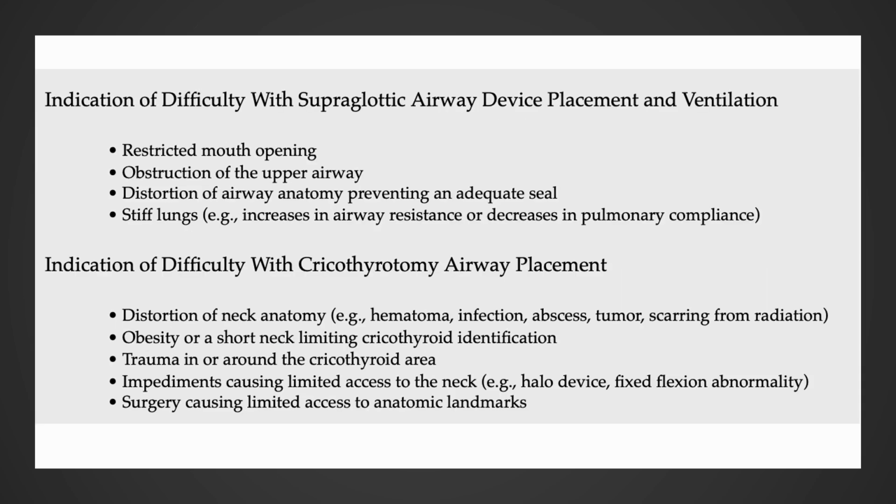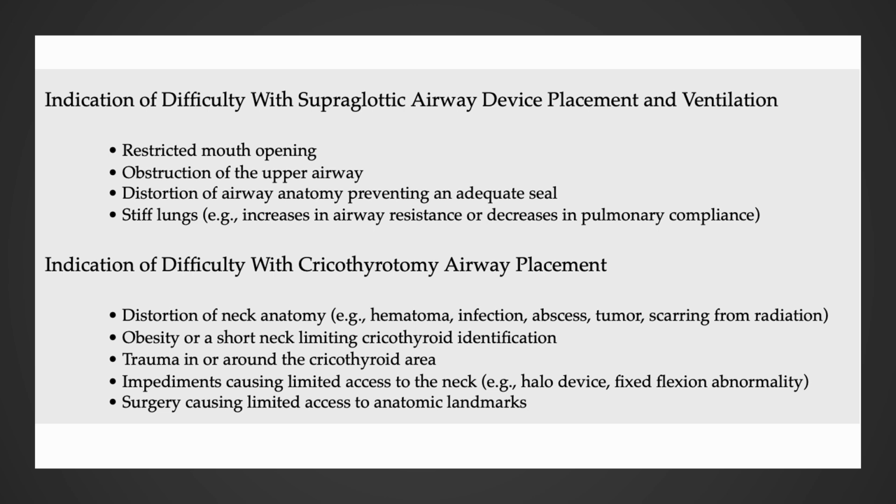Difficulty with supraglottic airway placement: restricted mouth opening. Somebody with a restricted mouth opening, so small, you might not be able to place a videoscope or you might not be able to place an ET tube. Upper airway obstruction, distortion of airway anatomy, increases in airway resistance, pulmonary compliance issues. And then somebody who might be a difficult cricothyrotomy.